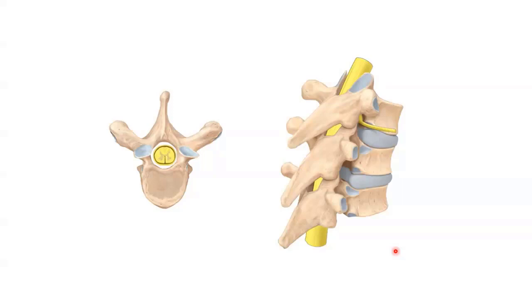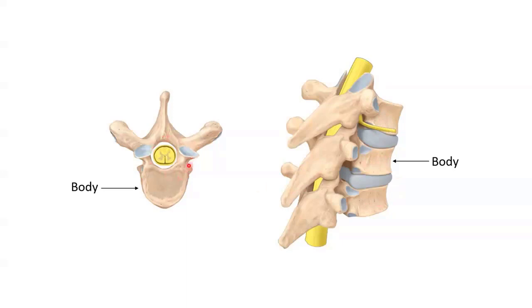So starting with landmarks or common features on our individual vertebrae, first we have the vertebral body, also called the body of the vertebra, which is this thick disc-shaped portion at the front of the vertebra. So on this image, it's this part here. On a side-on view, you can see it here, here, and here.